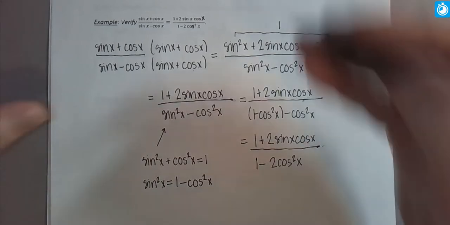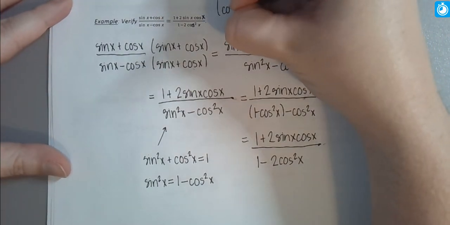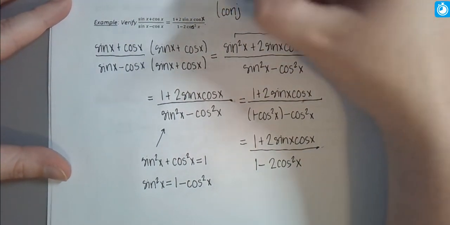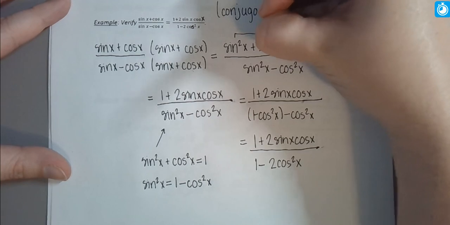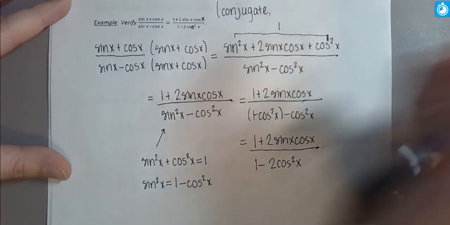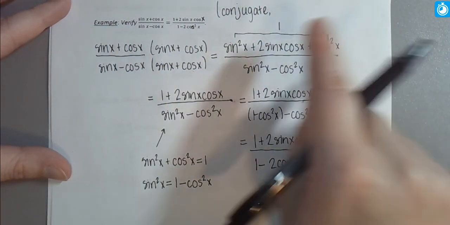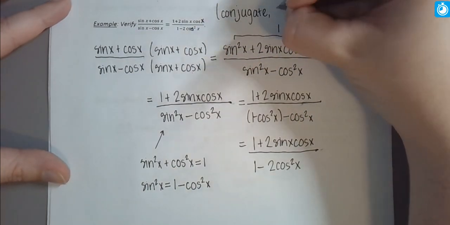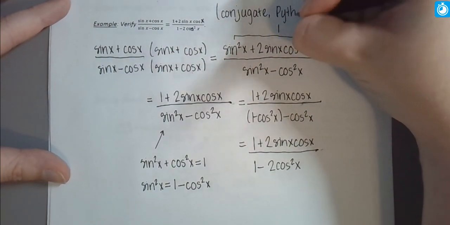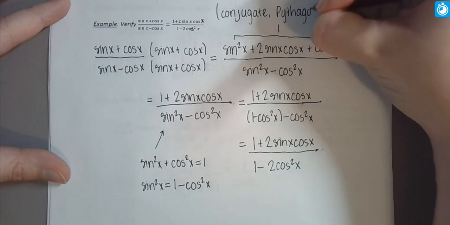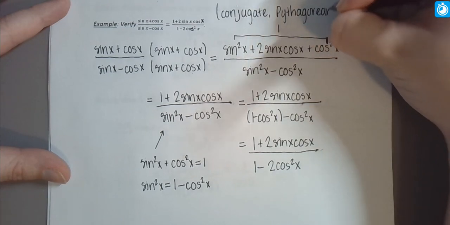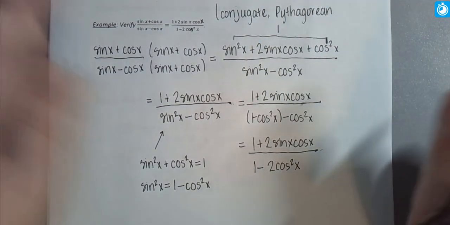So what strategies did we use here? Well, again, we used the conjugate. That's how we started the problem. Okay, we distributed everything out. We used a Pythagorean identity. Now this is kind of interesting though. Look how we use that Pythagorean identity. We actually used it twice, but we used it in two different ways.